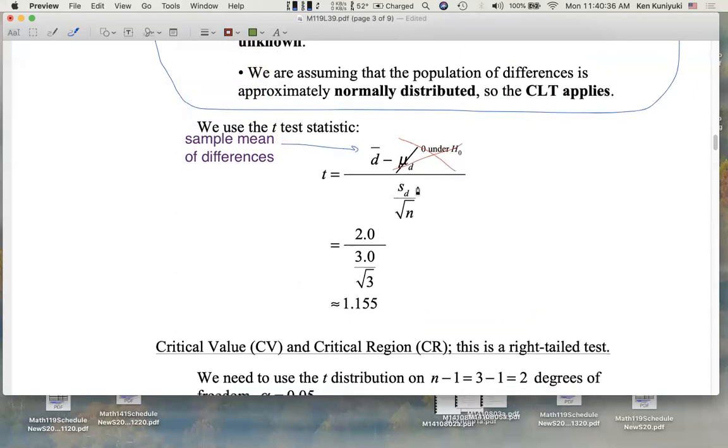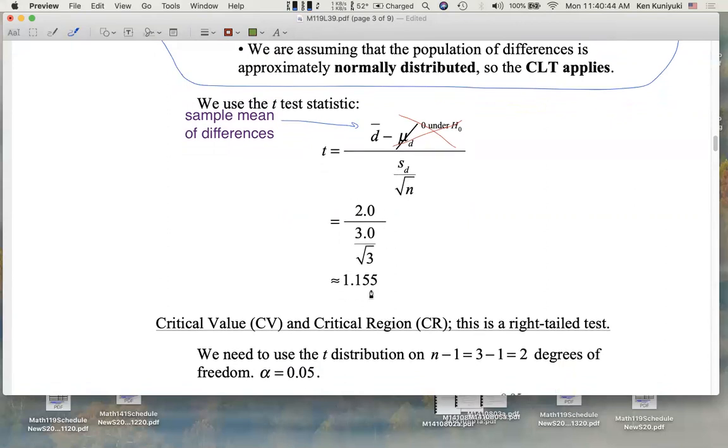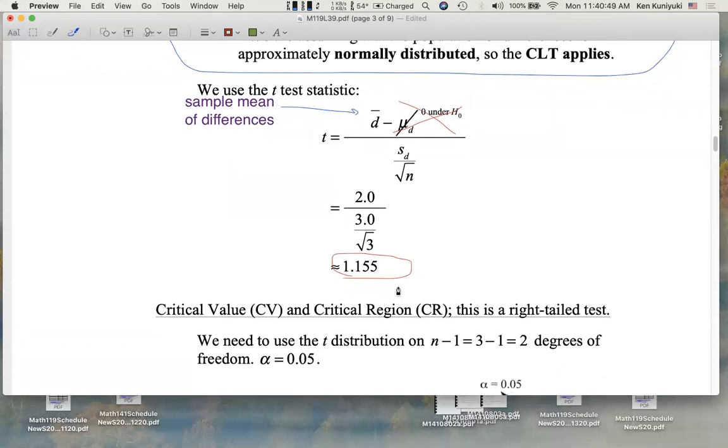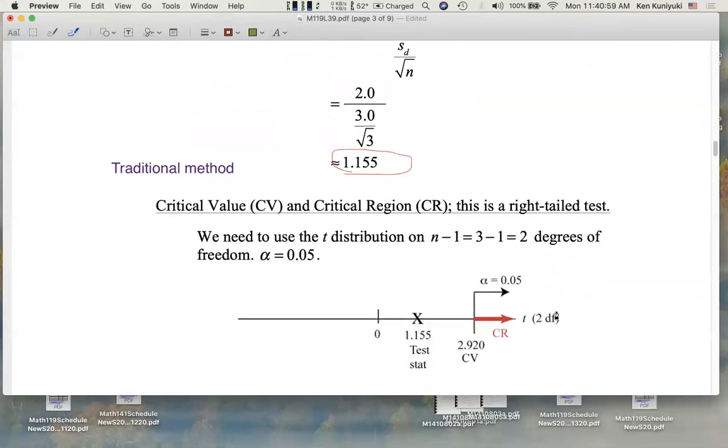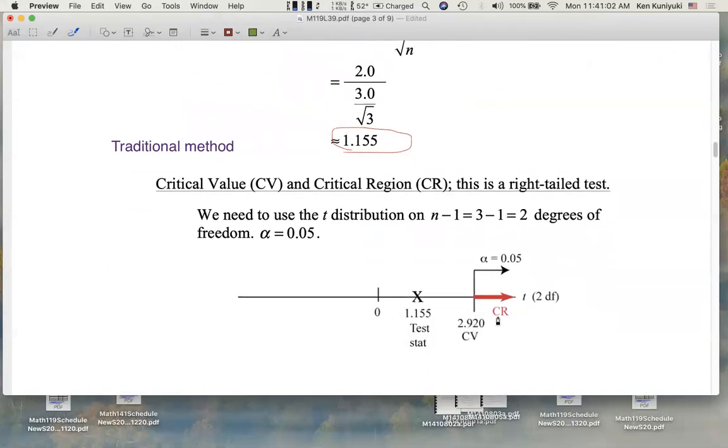0 over, it's like the CLT thing, right? The sample standard deviation of the differences over root n. Plug in, careful, it's a compound fraction. You get about 1.155, a t-test statistic. Now, you could use the p-value method, but using the traditional or classical method, you can find the critical value, a t-distribution on n-1, or 2, degrees of freedom. Alpha is 0.05. It's a right-tailed test. Turns out 2.920 is the CV.